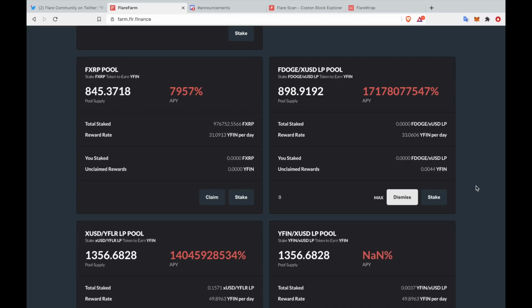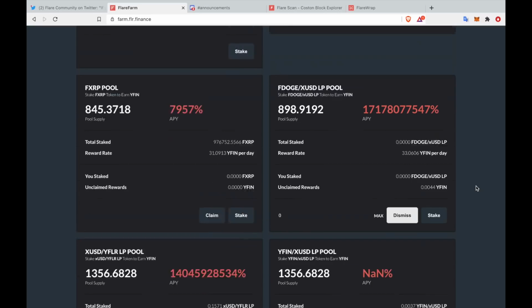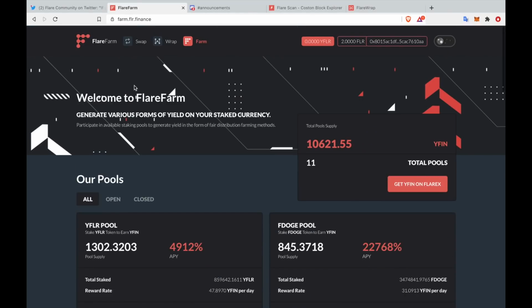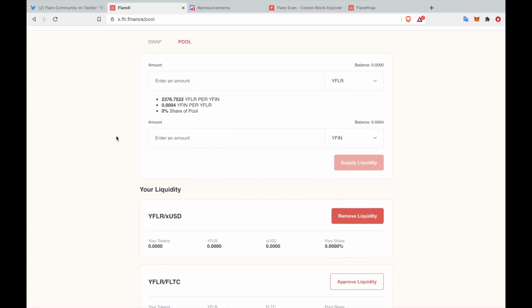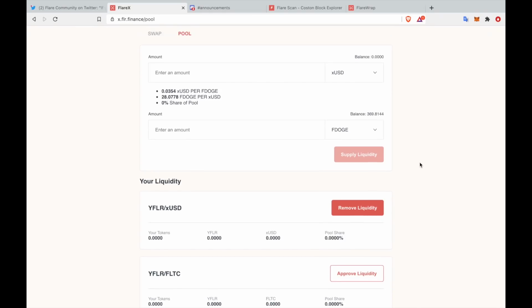So the next step, if you want to provide liquidity for these types of liquidity pools, is to go back to the swap page. Now, in the swap page, there is also this pool tab. The pool tab lets you create liquidity between two different pairs. Let's go back to the example where we had US dollars and we had F Doge.